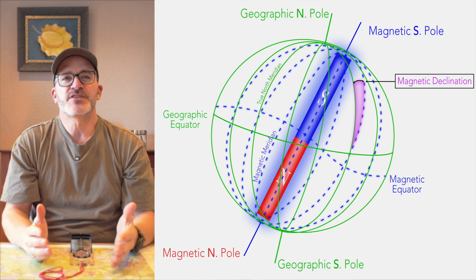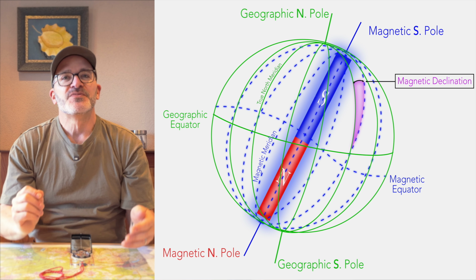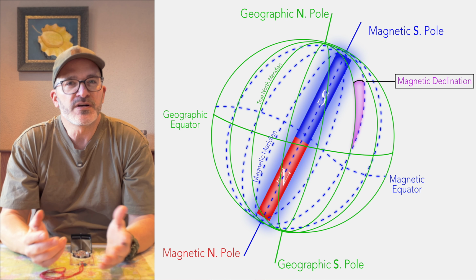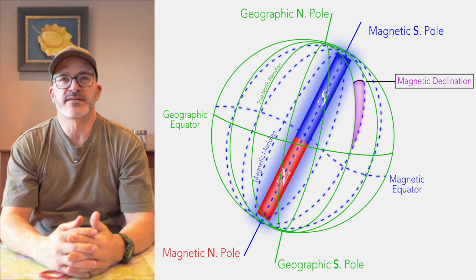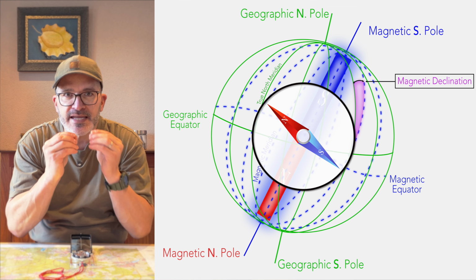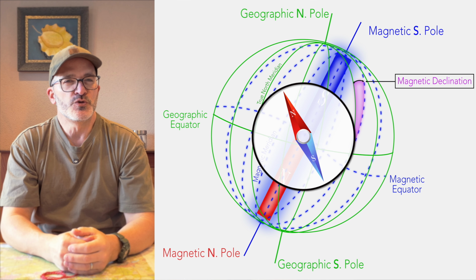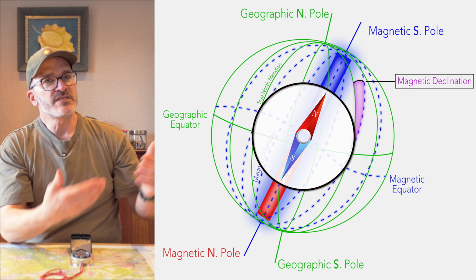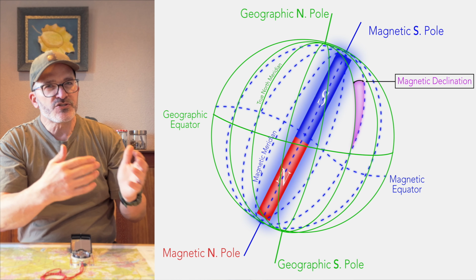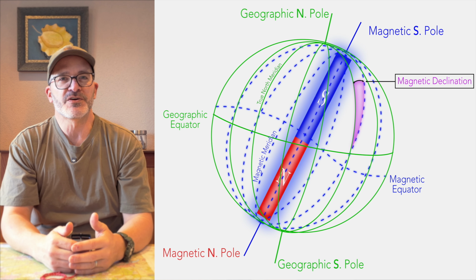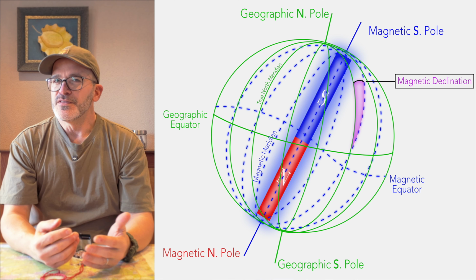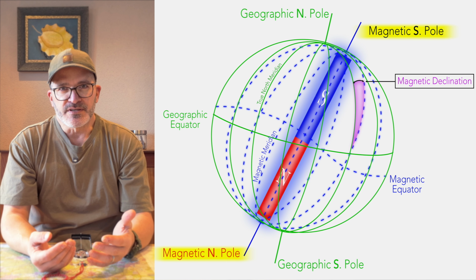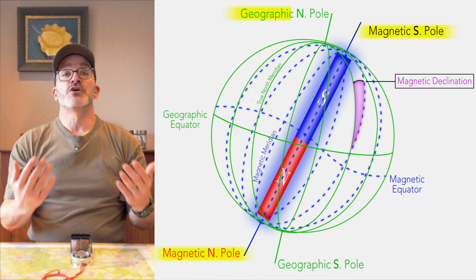Remember the old adage that opposites attract? The north pole of one magnet is attracted to the south pole of another. Well, it's this fact that causes the magnetic north pole of the tiny magnet inside your compass to be drawn towards the Earth's magnetic south pole, which, as you can see in this illustration, actually lies in the northern hemisphere of our planet.